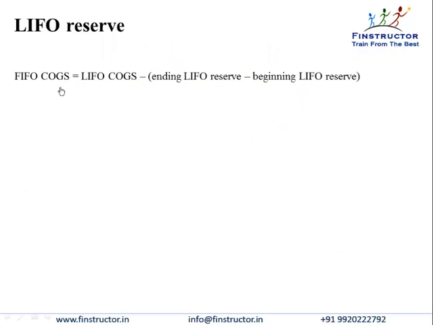Now if you recall the cost of goods sold formula from the first slide, the FIFO cost of goods sold would be nothing but the beginning FIFO inventory plus the purchases minus the ending FIFO inventory. That's the formula for the cost of goods sold. We assume what we had in the beginning is sold first, plus what we purchased minus whatever we are unable to sell.